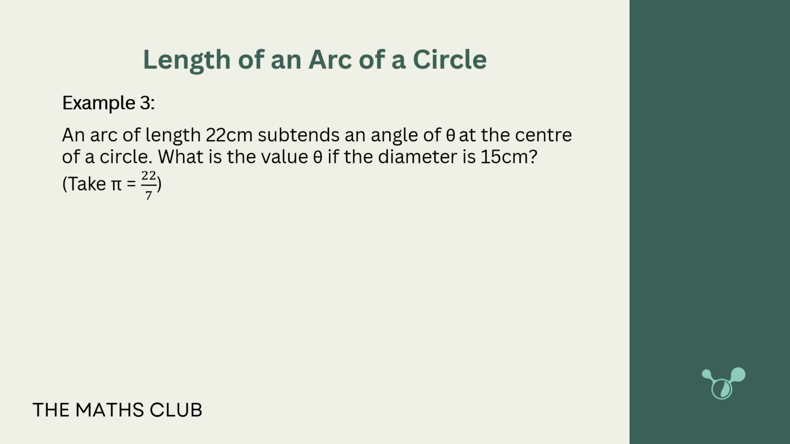Great. Example 3 says that an arc of length 22 centimeters subtends an angle of theta at the center of the circle. What is the value of theta if the diameter is 15 centimeters? We should take pi to be equal to 22 over 7. One thing you need to look out for is that this is in centimeters, this is in centimeters. Sometimes I might give you a trick question, where one will be in meters and one will be in centimeters. You can find out how to convert from meter to centimeter. Just ensure that all of them are in the same unit before you solve. If they're not in the same unit, you have to convert.